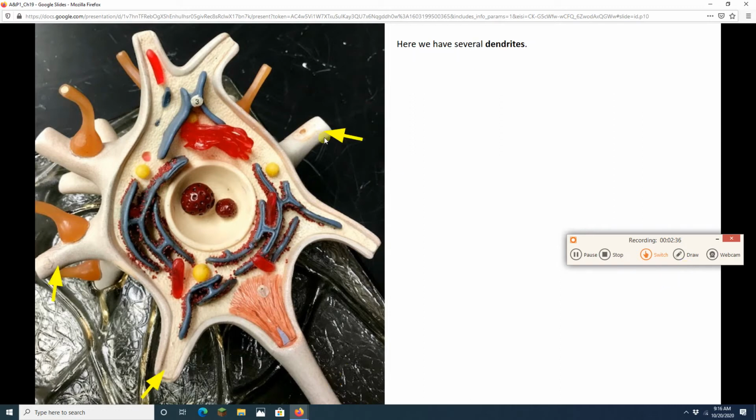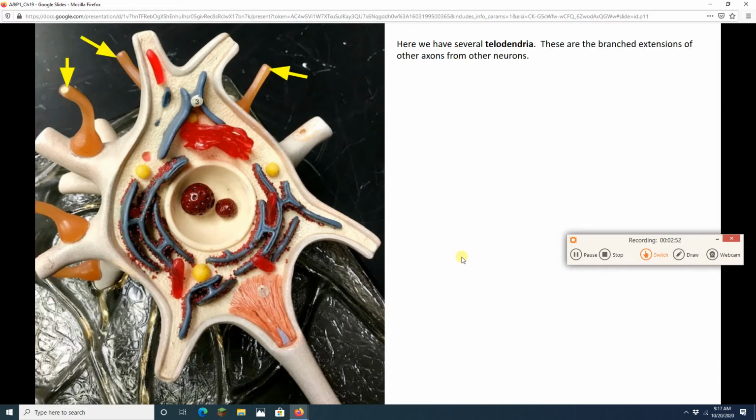Here we have some dendrites. Got a bunch of dendrites. There are more. There are other dendrites as well. All of these grayish guys are dendrites receiving signals from other neurons or from sensory cells.